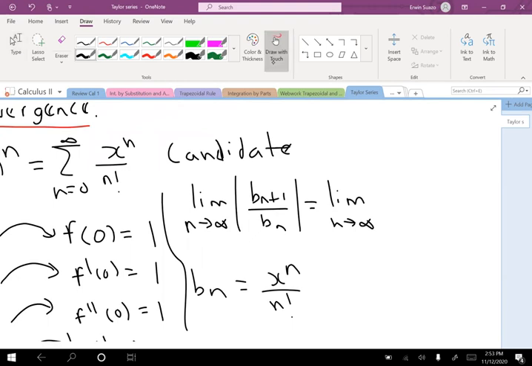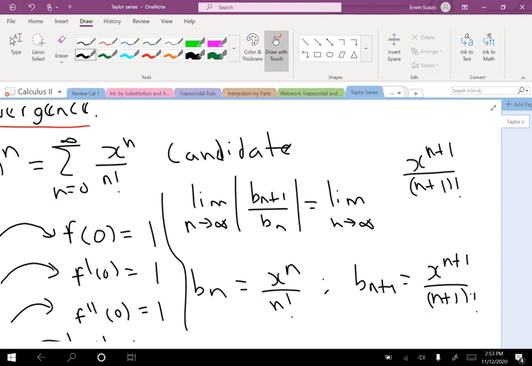So what is going to be Bn plus one? Let me put it here. Bn plus one is going to be what? X to the n plus 1 over n plus 1 factorial. Correct. So I have x to the n plus 1 over n plus 1 factorial divided by x to the n over n factorial. So now multiply here and multiply here. And absolute value, right?